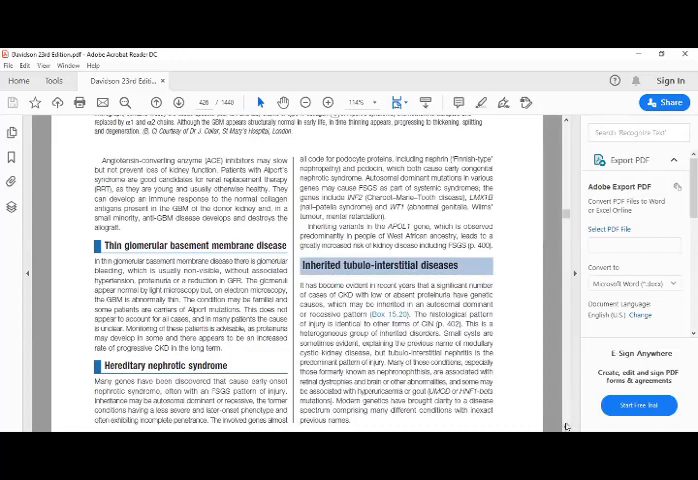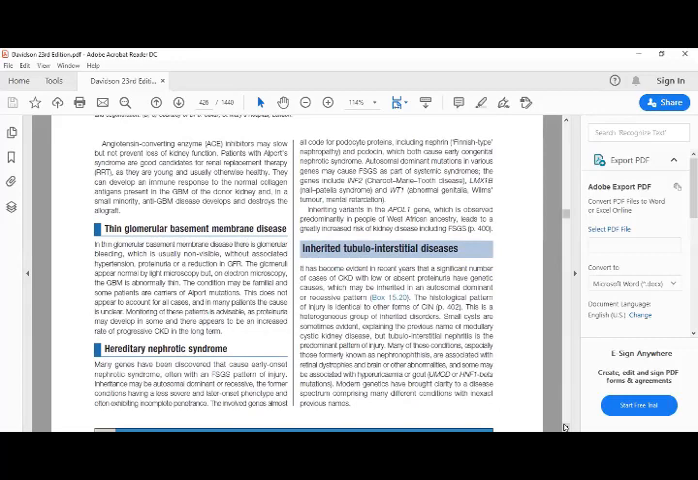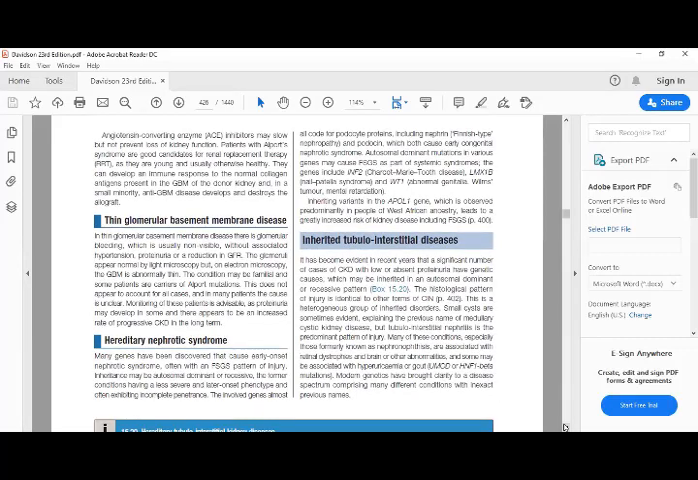Many of these conditions, especially those formerly known as nephronophthisis, are associated with retinal dystrophies and brain and other abnormalities, and some may be associated with hyperuricemia or gout, with UMOD or HNF1 beta mutations. Modern genetics have brought clarity to a disease spectrum comprising many different conditions with inexact previous names.